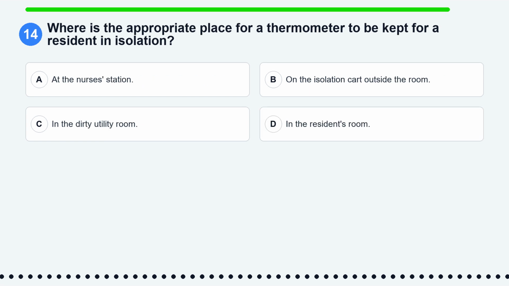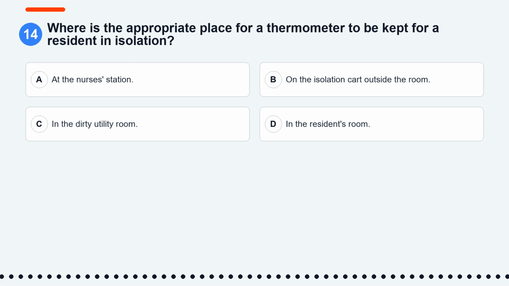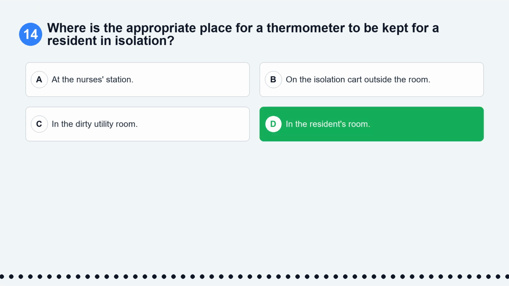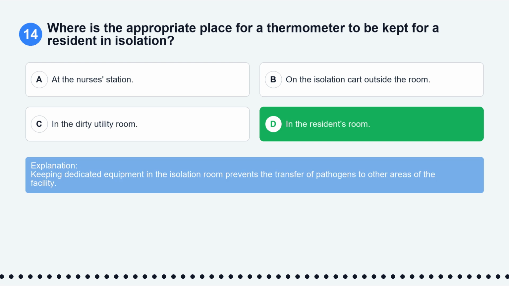Question 14. Where is the appropriate place for a thermometer to be kept for a resident in isolation? Option A, at the nurse's station. Option B, on the isolation cart outside the room. Option C, in the dirty utility room. Option D, in the resident's room. The correct answer is option D, in the resident's room. Keeping dedicated equipment in the isolation room prevents the transfer of pathogens to other areas of the facility.